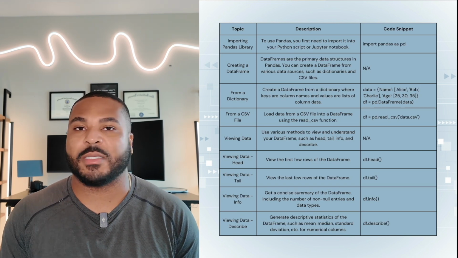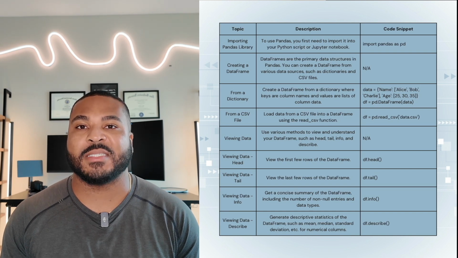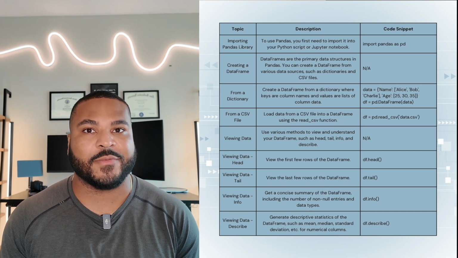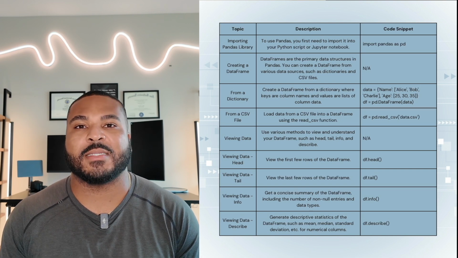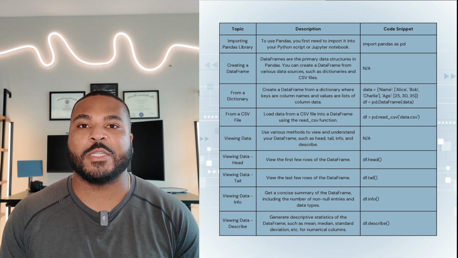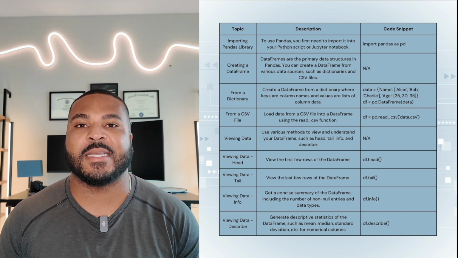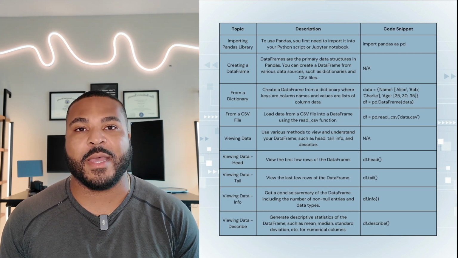Another common method to create a DataFrame is by loading data from a CSV file. This is done using the read_csv function. The code snippet is displayed on the screen. This command reads the contents of data.csv into a DataFrame named df. And once you have created a DataFrame, it's essential to view and understand its contents. Pandas provides several methods to do this.